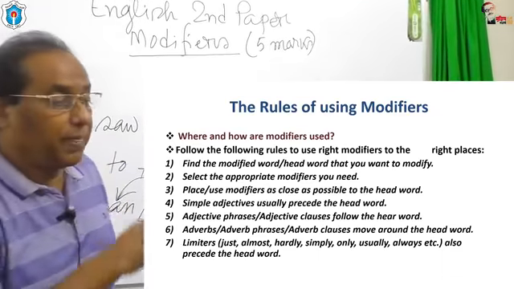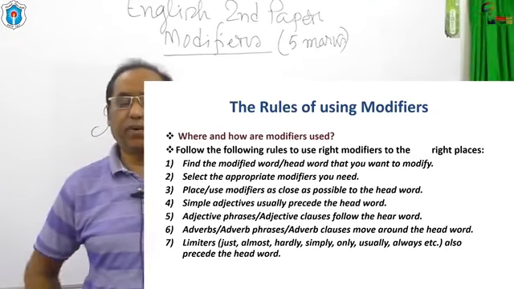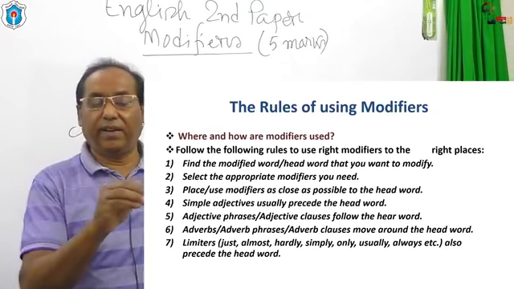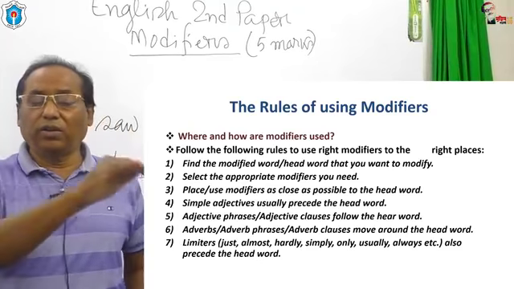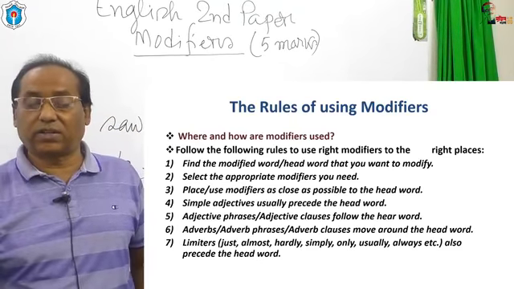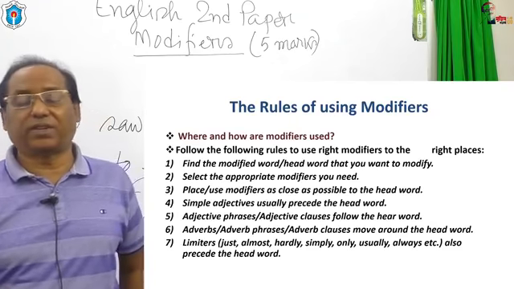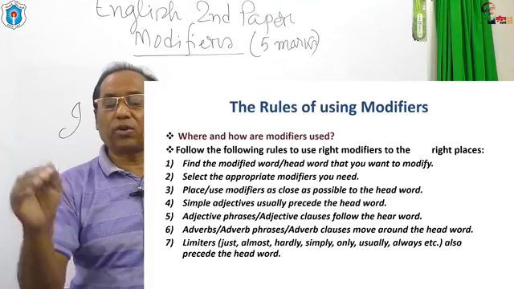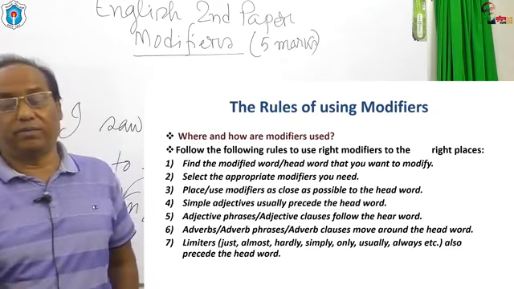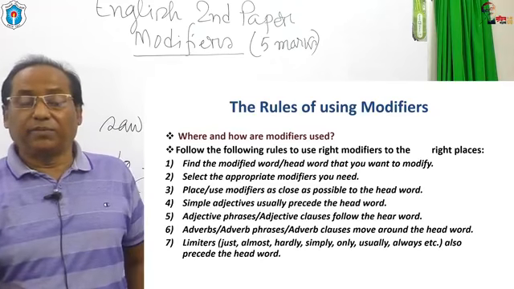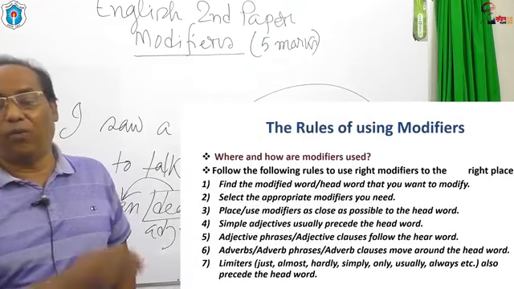Next point that I have mentioned is that there are some limiters. For example, only, rarely, barely, almost. All these are limiters. Those words which are used to limit some sense or meaning are called limiters. And limiters also come before the head word. They are used before the head word. So I have mentioned where you should use modifiers and how.